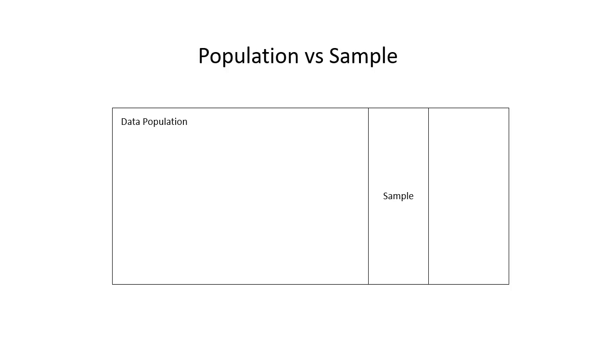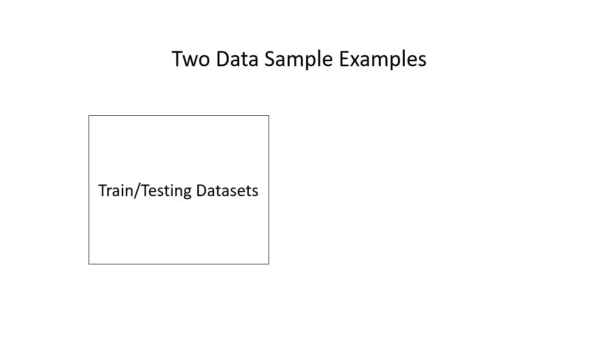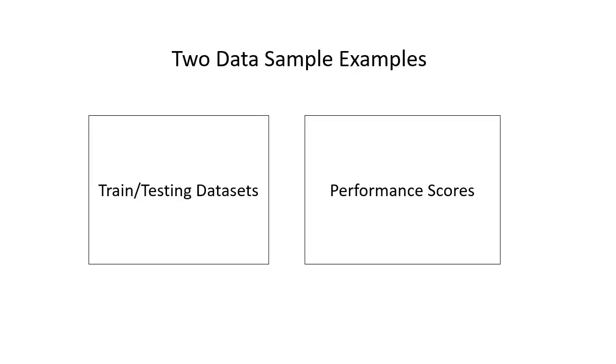If you read or use the word population when you're talking about data in machine learning, it very likely means sample when it comes to statistical methods. Two examples of data samples you'll encounter in machine learning include training and testing data sets and the performance scores for a model. When using statistical methods, we often want to make claims about the population using only observations in the sample.